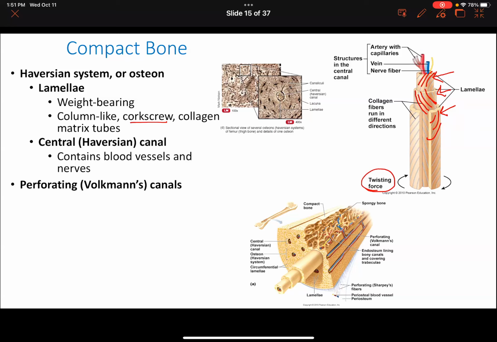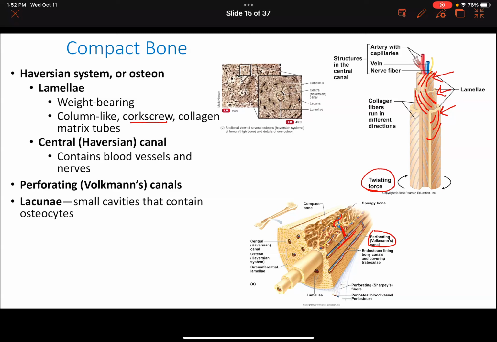There's something called Volkmann's canals or perforating canals, and these are some of the canals that are going to connect the central canals. You can kind of see them here. Essentially, they're going to connect one central canal to other regions of the bone to really help get those blood vessels and the nutrients that they carry throughout the bone into all the osteocytes.